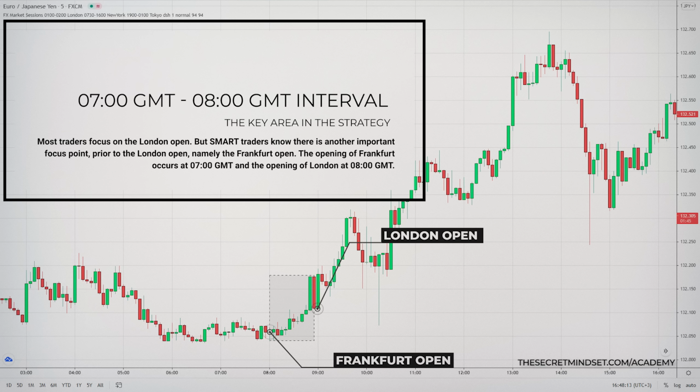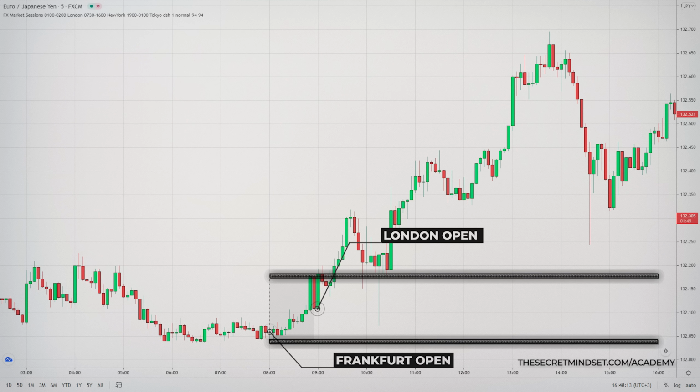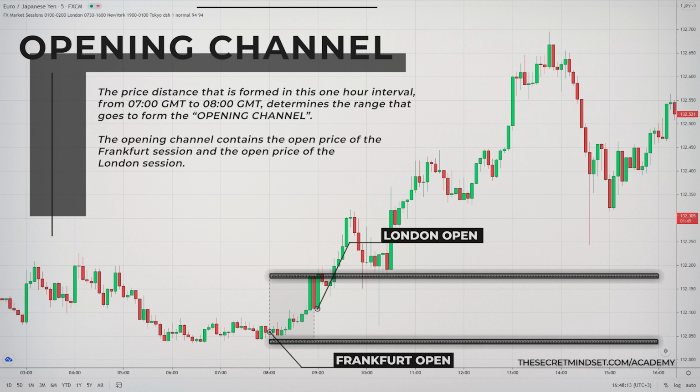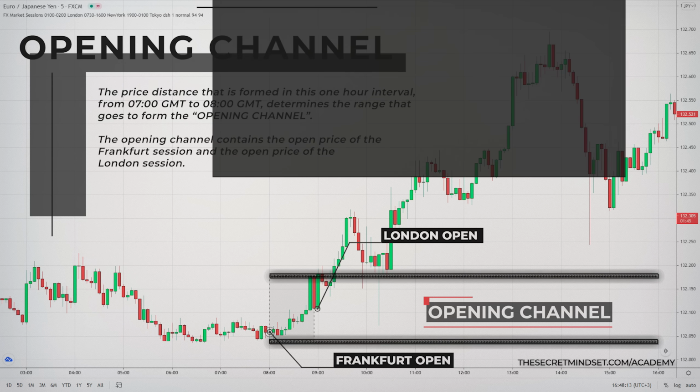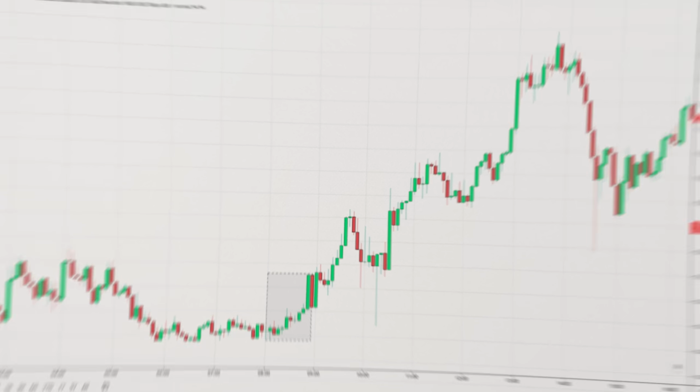The opening of Frankfurt occurs at 7 GMT and the opening of London at 8 GMT. During this period, there is an increase in volumes, but it's still not enough to generate real trends. Now pay attention. The price distance that is formed in this 1-hour interval from 7 GMT to 8 GMT determines the range that goes to form the opening channel. The opening channel contains the open price of the Frankfurt session and the open price of the London session. And very important, the opening channel is the area within which you never have to enter the market for the rest of the trading day, the no man's land.